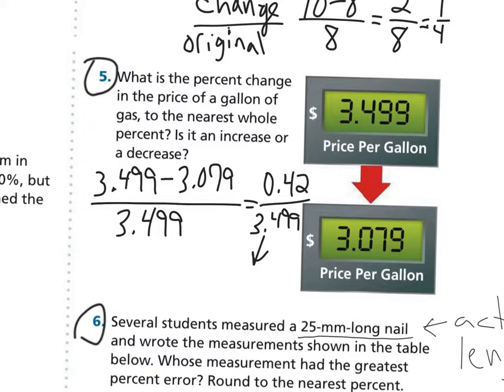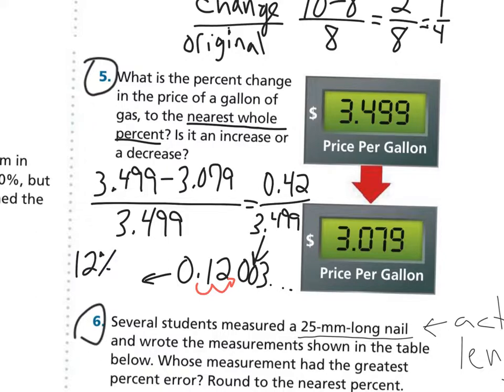So when you divide that out, you get like 0.12003 something. And again, they should tell us, oh, they do tell us this time, nearest whole percent. So move your decimal 2 spots, it'd be like 12.00 something. So that's going to be, nearest whole percent would be 12%. The gas went from 349.9 to 307.9. So price went down, so that would be a 12% decrease roughly.